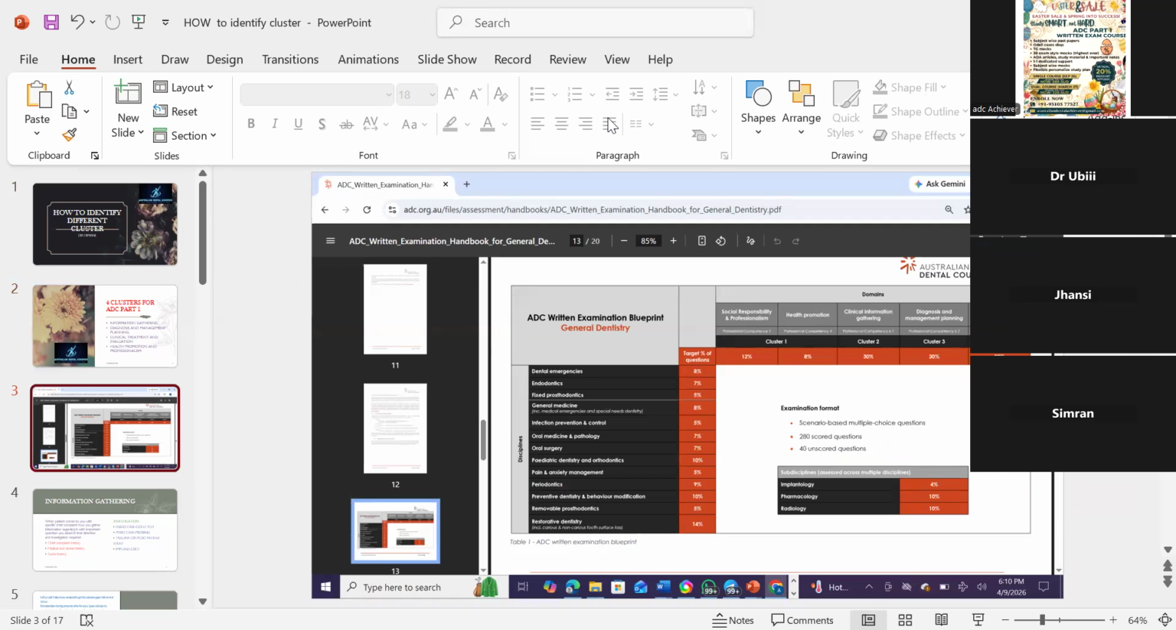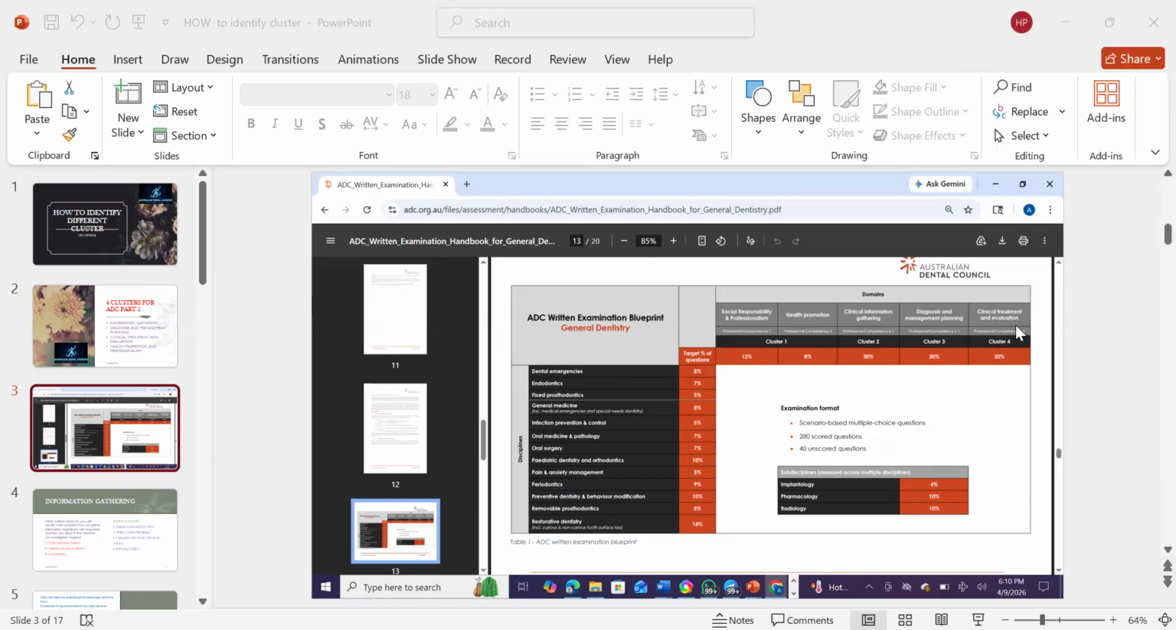Can you see the weightage tab, guys? Dr. Haider, can you see the different weightage tab?